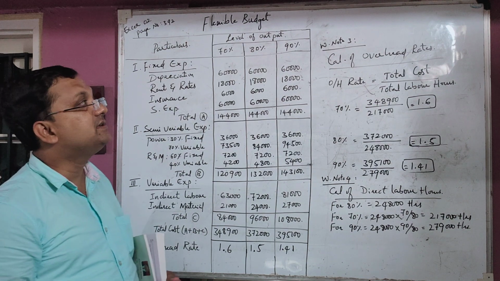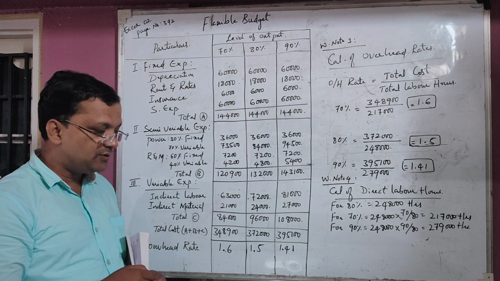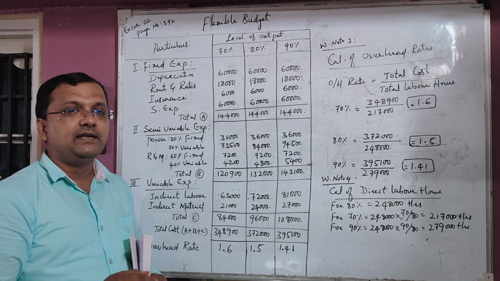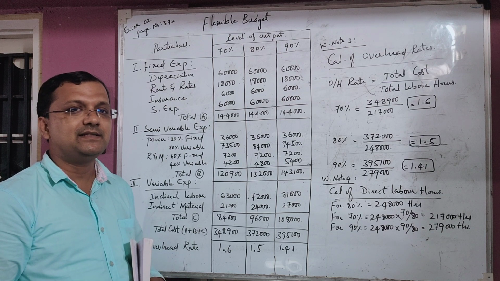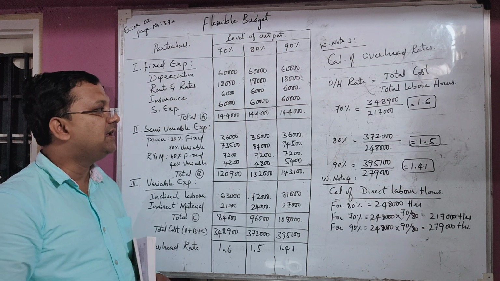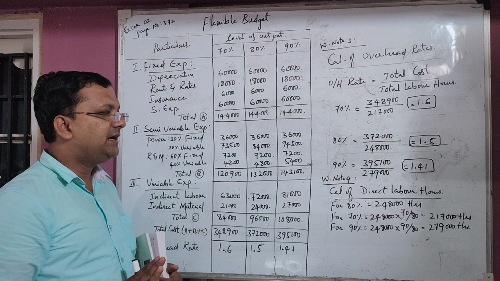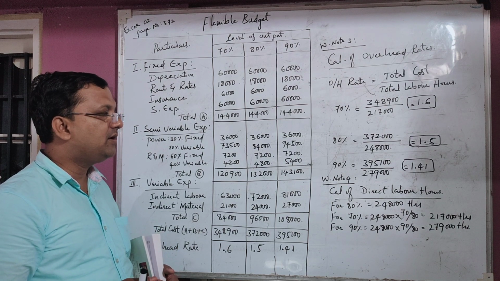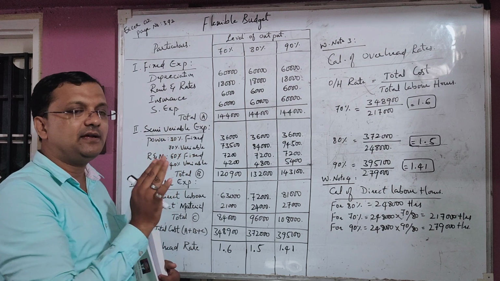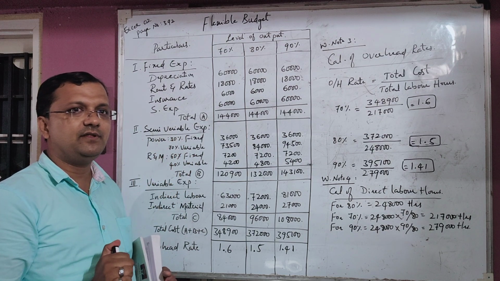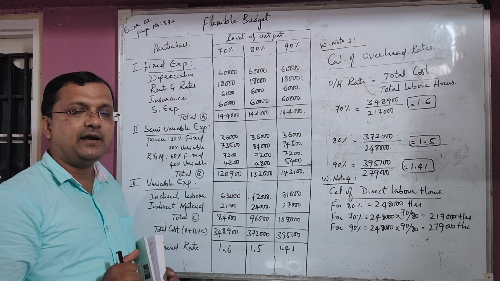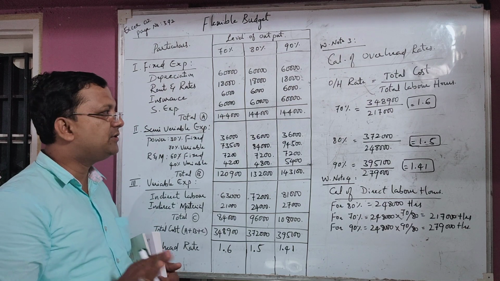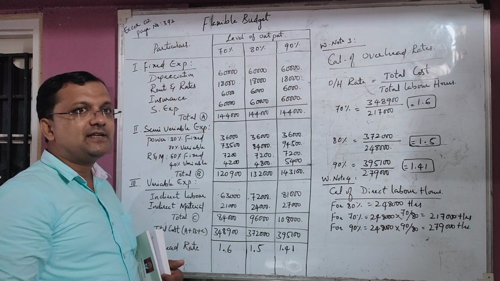If you write these working notes with reference to the working note number, no marks will be deducted by the evaluator. Everything you need to show clearly. In working note number 1, this much only is calculated. In examination, 100% you are getting a flexible budget problem. Definite, damn sure about that.